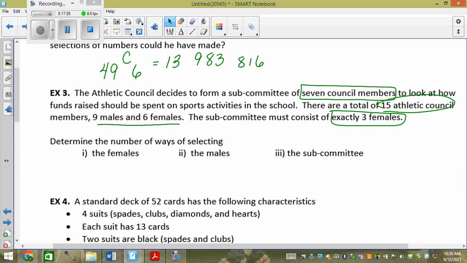This is 7 council members. It doesn't matter how you're picked, you're just a council member. If you're picked first or seventh, you're still a council member. You're no more special if you're picked 7th or 2nd.